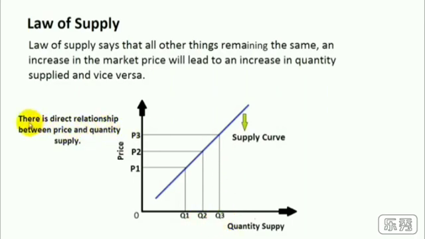So there is a direct relationship between prices and quantity supplied, or you can say there is a positive relationship between quantity supplied and prices. When prices increase, the quantity supplied will increase, but if prices decrease, the quantity supplied will decrease.